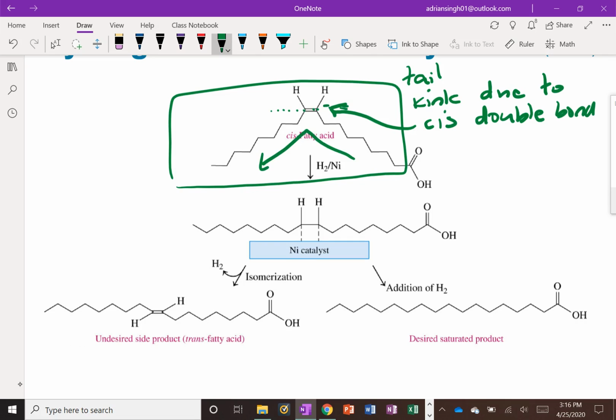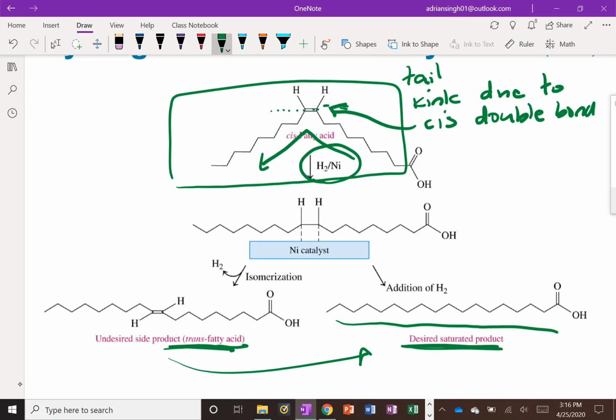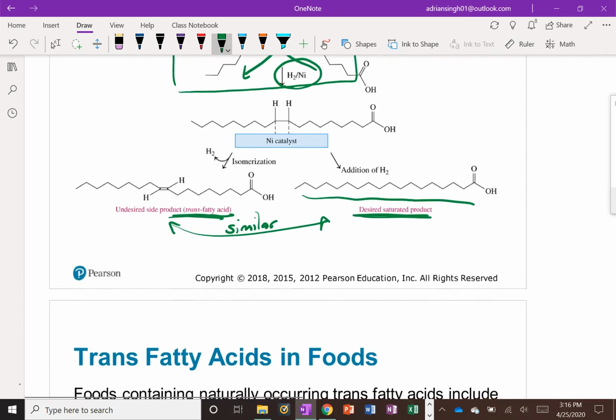right, in the tail. We hydrogenate it with hydrogen and nickel, and what happens is we can convert it completely to the saturated product, right, all carbon-carbon single bonds. But what can also happen as a byproduct is the cis double bond gets converted to a trans double bond, a trans fatty acid. And if you look at the structure, right, they're very similar to each other between the trans and the saturated fatty acid.